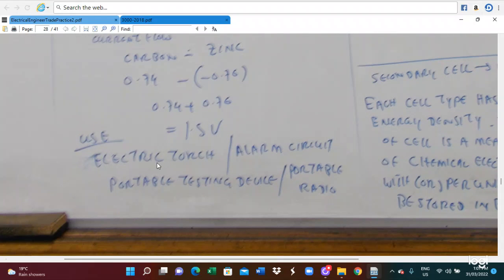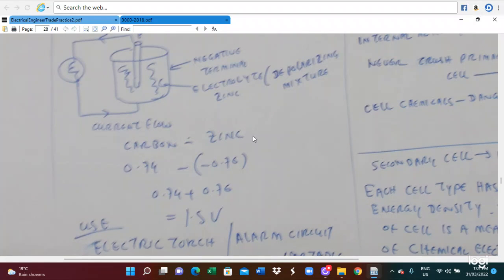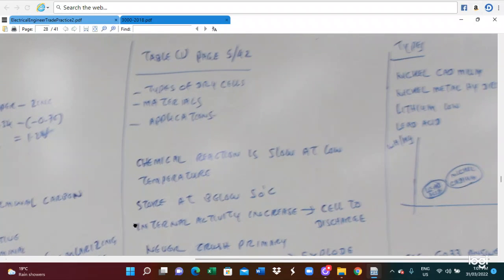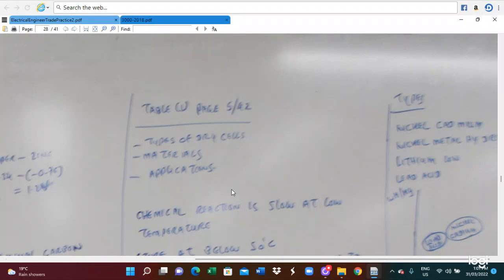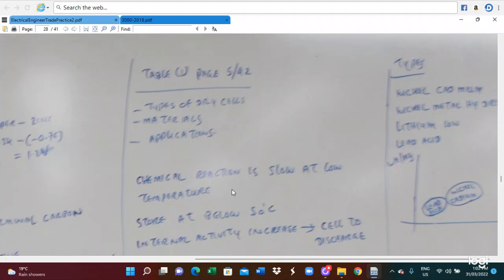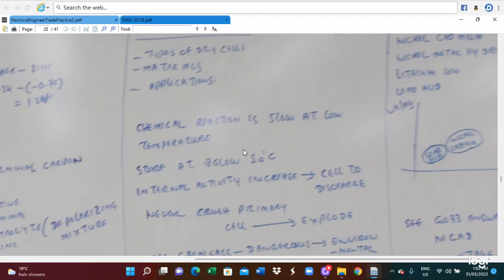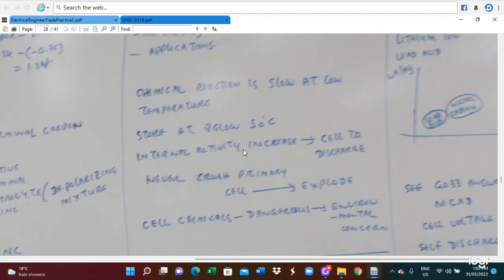We use it in an electric torch or an alarm circuit. We also use it in a body weight testing device and radios. Those are the devices we are utilizing. We also use a table of the battery types, for the type of material and the application. Chemical reactions are slow at low temperature.